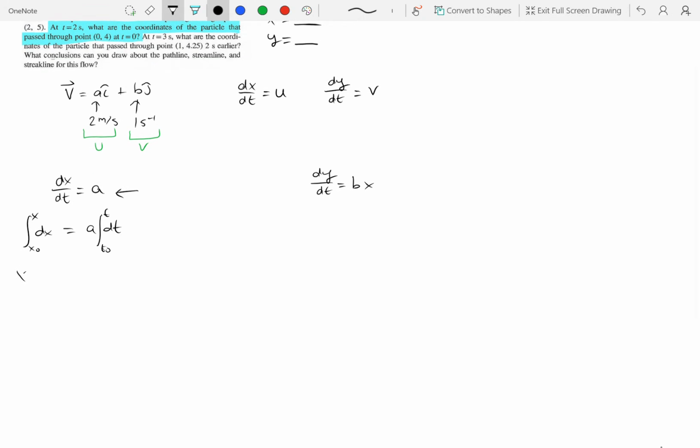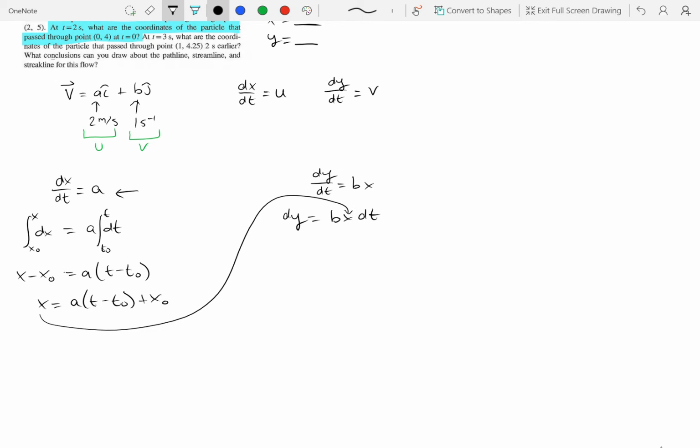Once I integrate this, I'm going to have x minus x naught is equal to a times (t minus t naught), and I'll finally have x is equal to a(t minus t naught) plus x naught. So now that I have an equation for x, I'm going to try and get an equation for y. I'm going to basically do the same thing on this side. I have dy is equal to bx dt. So we have an x term right here. What we want to do is take this x and plug it in right here. So what I have now is dy is equal to b times a(t minus t naught) plus x naught dt.